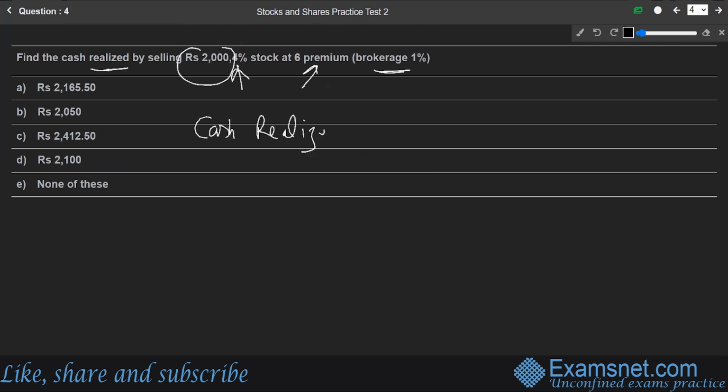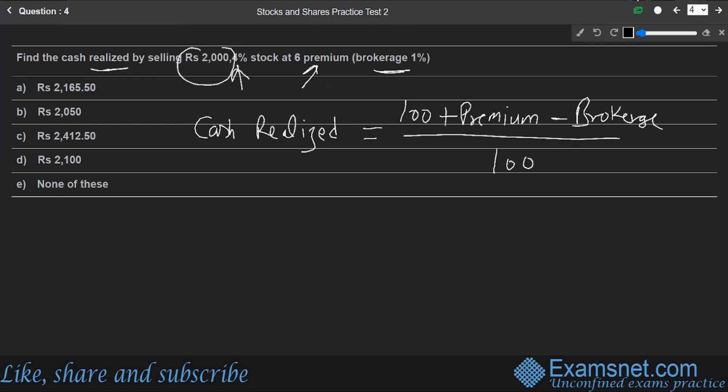Cash realized, or cash realized is also called the purchase cost, is equal to 100 plus premium, because the stock is available at premium, not at par or below par, minus the brokerage value divided by 100, into amount. This is how we can find out. So let us put all the values that we have. First of all, 100 plus premium value is given as 6, so 6 minus brokerage value is 1%, so we can just write 1 for that, divided by 100 into amount.